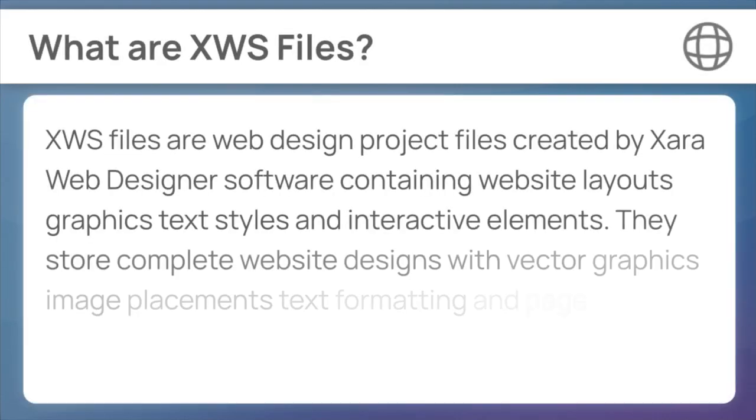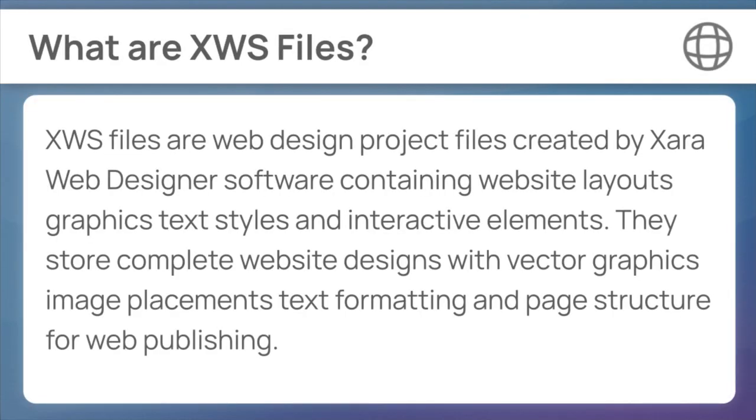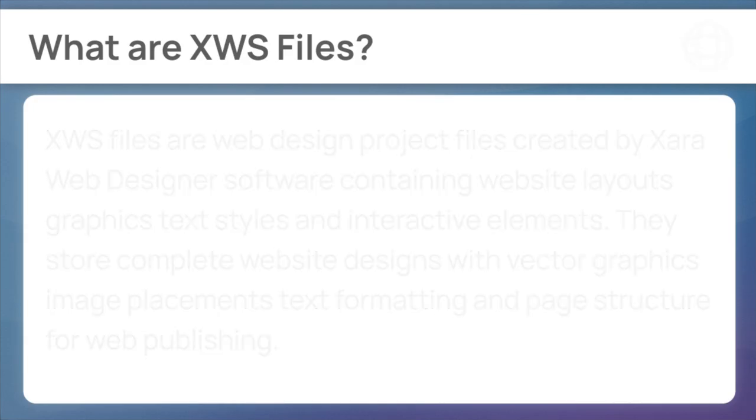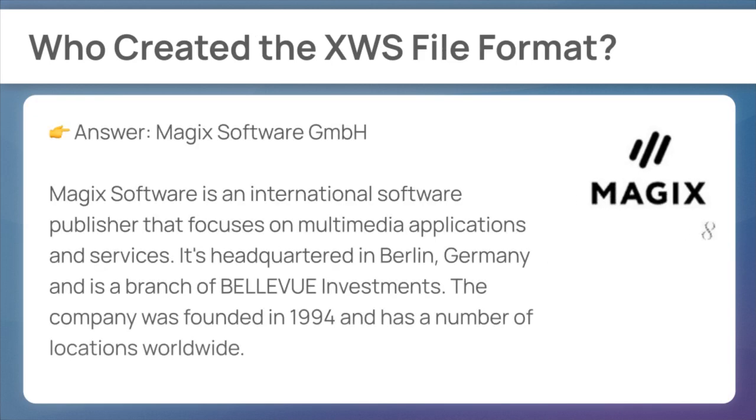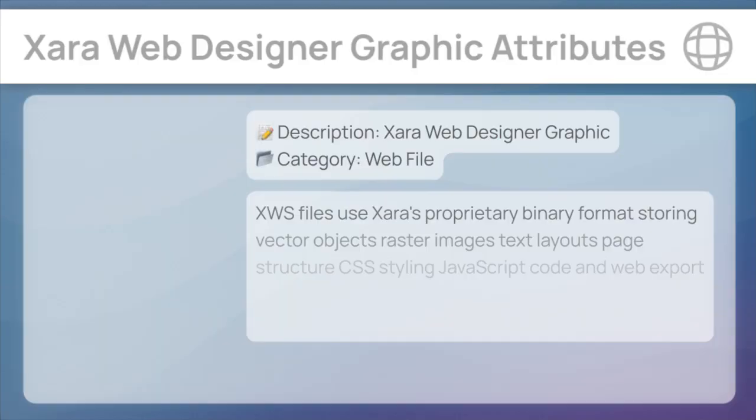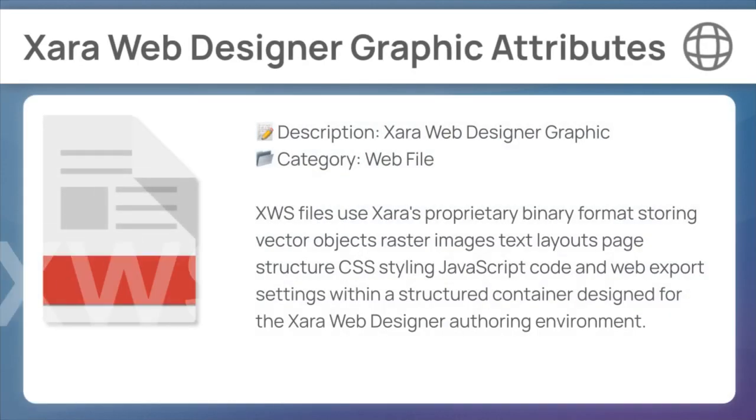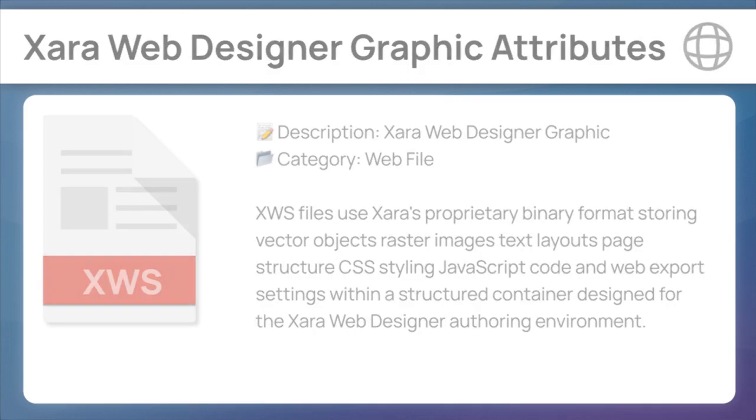XWS files are web design project files created by Xara Web Designer software, containing website layouts, graphics, text styles, and interactive elements. They store complete website designs with vector graphics, image placements, text formatting, and page structure for web publishing. XWS files use Xara's proprietary binary format, storing vector objects, raster images, text layouts, page structure, CSS styling, JavaScript code, and web export settings within a structured container designed for the Xara Web Designer authoring environment.